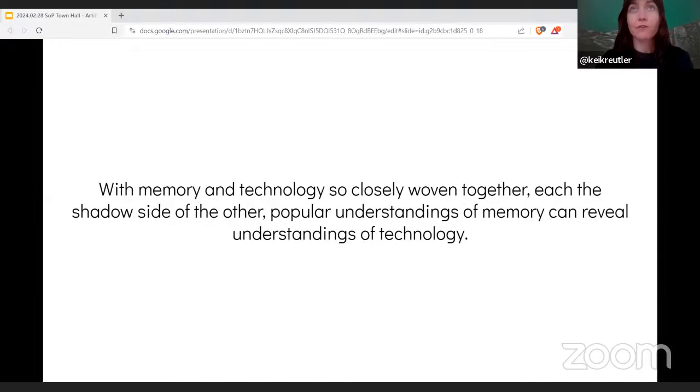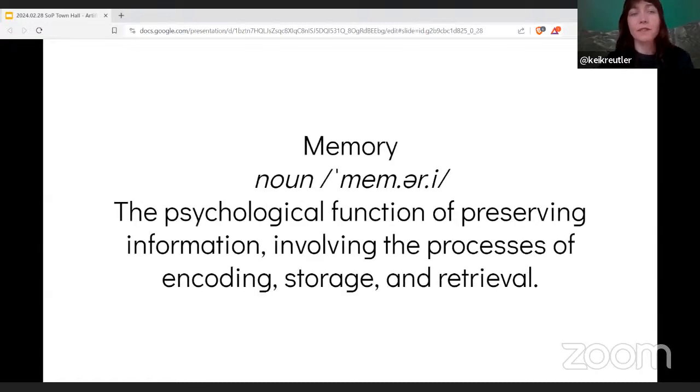But however, through this lens, with every piece of technology or every complex system representing a form of memory, and with memory and technologies so closely woven together, each the shadow side of the other, popular understandings of memory can reveal new understandings of technology, especially when we look at the contemporary definition of memory today. So this is the Oxford definition of memory.